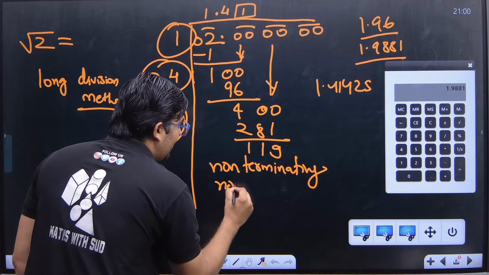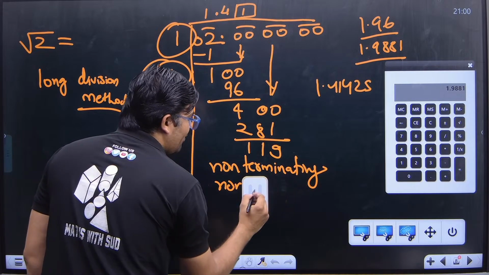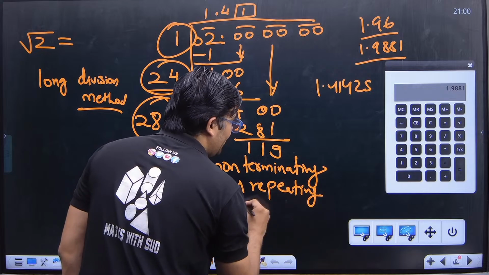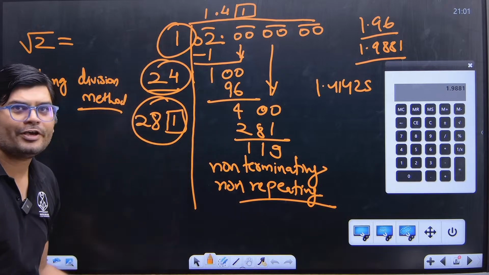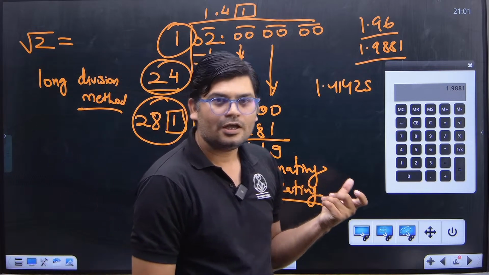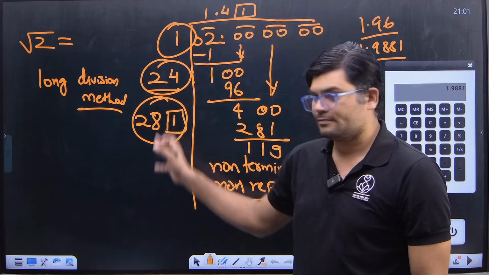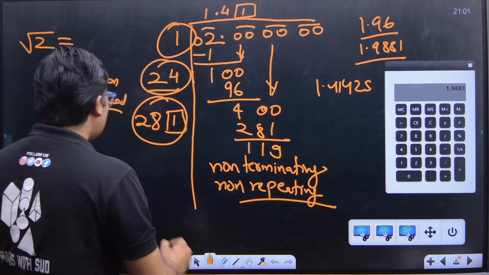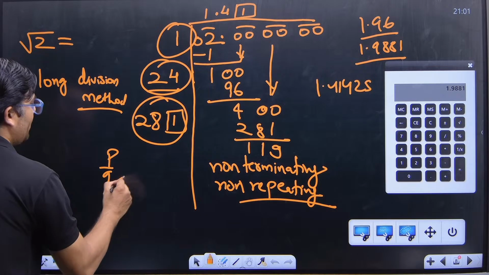And non-repeating. They will never ever repeat in their life. Why will they never repeat? Because they don't have a fixed divisor. They don't have a fixed divisor. So that means you can't write that number in the form of P by Q.